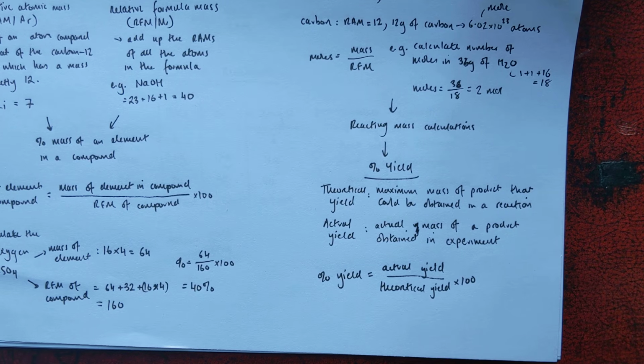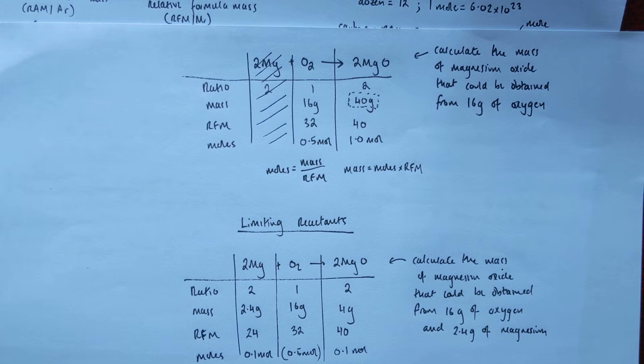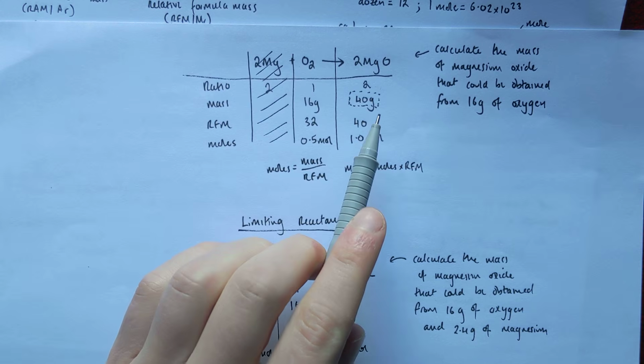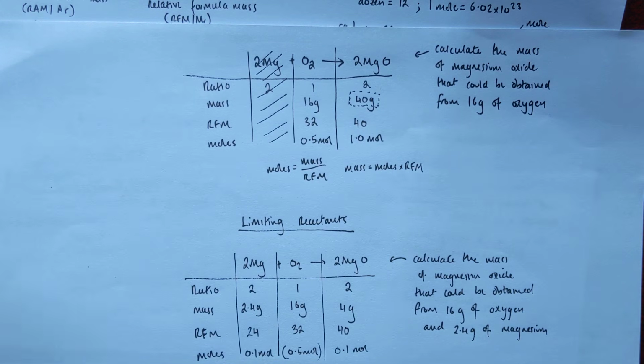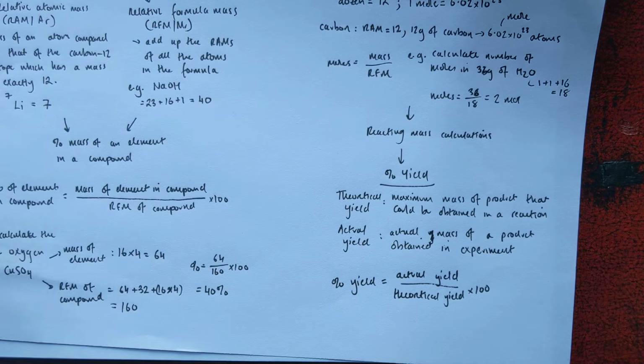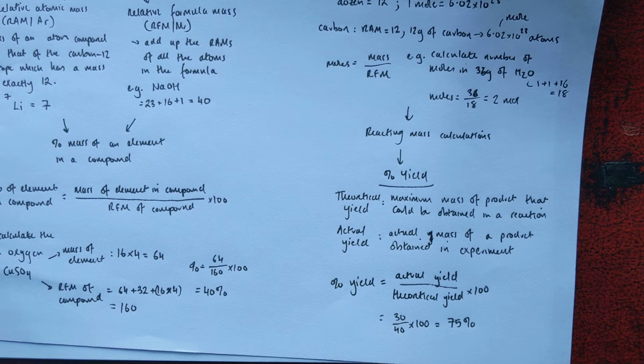So if we look at an example, if we look back to this first reacting mass question we did, here we worked out we should make 40 grams of magnesium oxide in this experiment. Let's just say that in the question it says this experiment was carried out in real life and they only obtained 30 grams of magnesium oxide. So in this case, the actual yield would be 30 grams because that was what was obtained in real life. The theoretical yield will be 40 grams because that's what the calculation said you should have made. So the calculation just becomes 30 divided by 40 times 100 equals 75%.